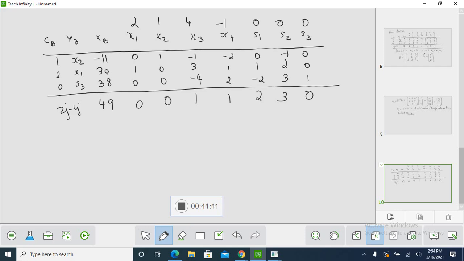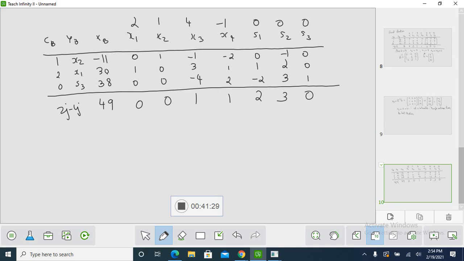Anything else? Anything else? Check it, tell me. Now what should I do?